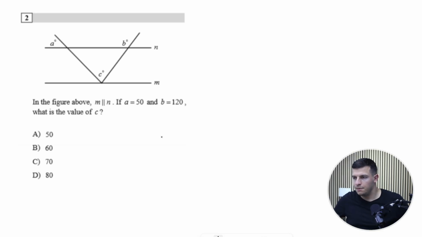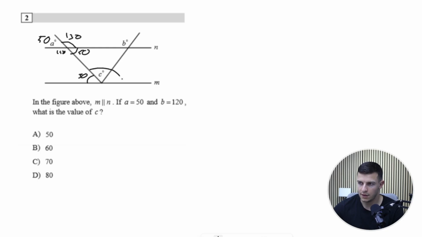In the figure above, m is perpendicular to n. Again, a similar question. If A is equal to 50, A is equal to 50. Before we continue any further, here's what I like to do. If this is 50, I know this is 50, right? I know this is 50. If this is 50, then I know this part is 130 degrees. This is also 130 degrees. This part should be 130, but we'll see if we need that. So let's keep it right here.